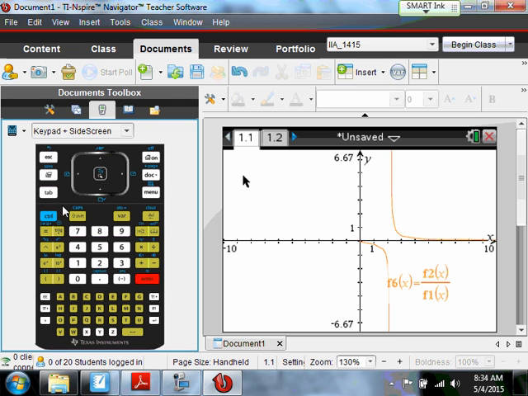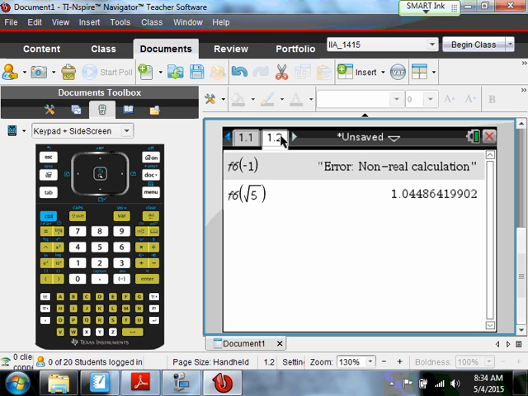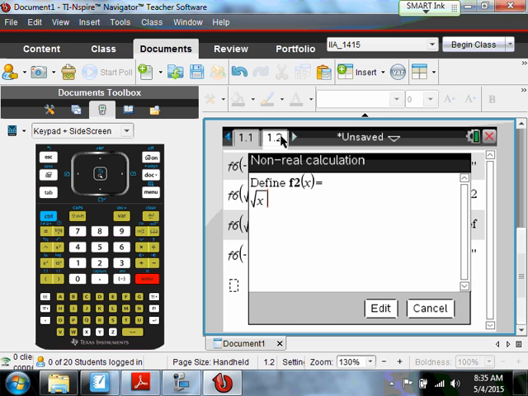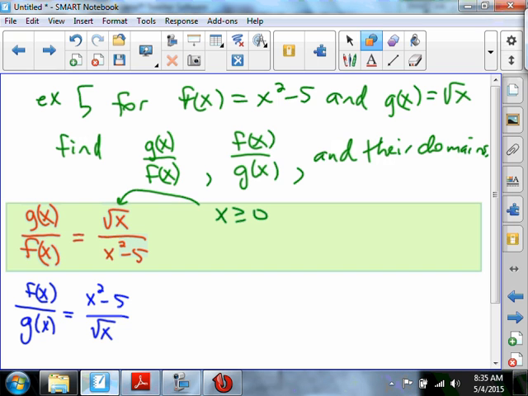Okay. So back on this calculator page, remember when I found F6 of radical 5? That is undefined. F6 of negative radical 5 would also be undefined. So the domain is this. X is not allowed to equal negative the square root of 5. X is not allowed to equal positive the square root of 5.